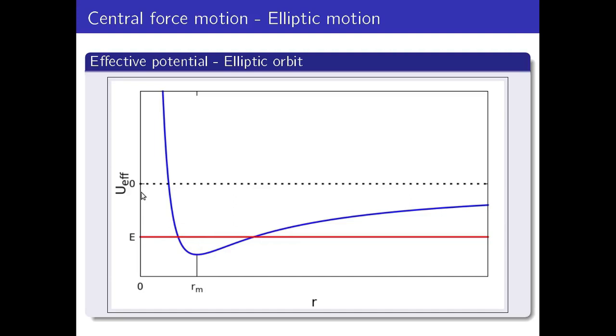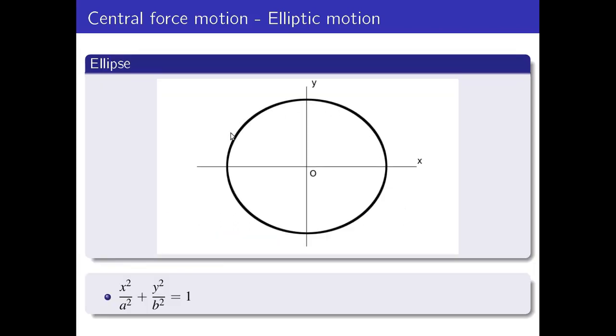As E approaches 0, bigger ellipses are observed, eccentricity approaches 1, and the period of the orbit increases. As E approaches the minimum of the effective potential, smaller ellipses are observed, eccentricity approaches 0, and the period of the orbit decreases. Here we see an ellipse. The origin of the coordinate system is set to the center, and the equation for this ellipse can be written as x square over a square plus y square over b square is equal to 1.